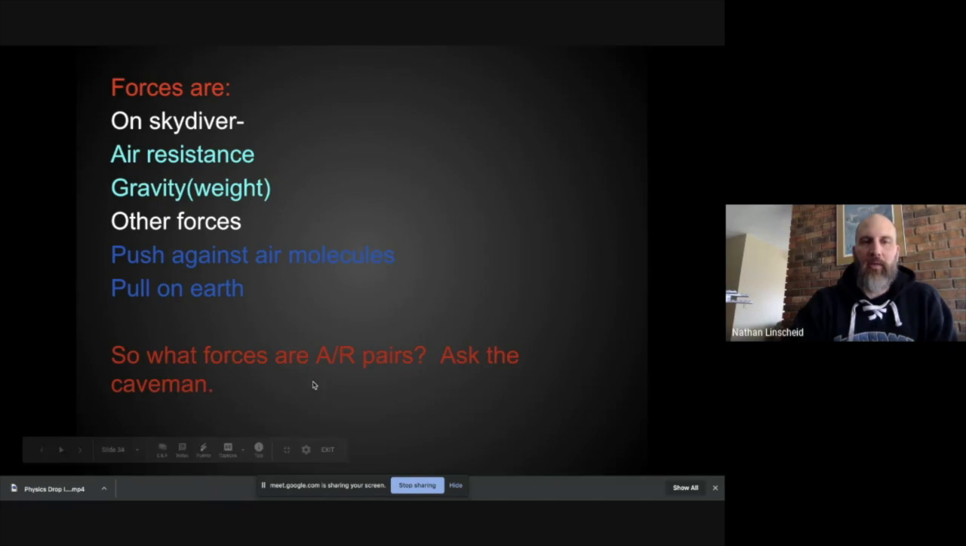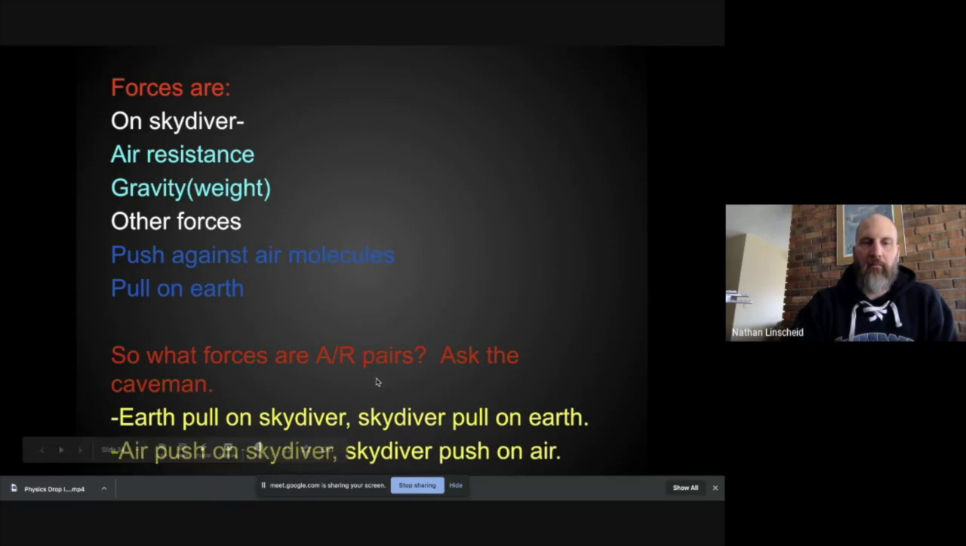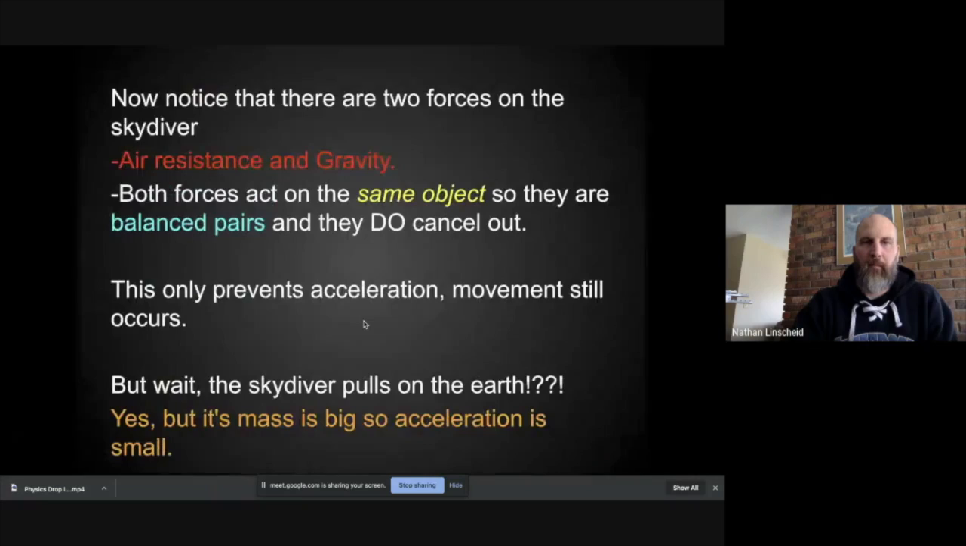So which of these forces are action-reaction pairs? We ask the caveman. If Earth pull on skydiver, then skydiver pull on Earth. If air push on skydiver, skydiver push on air. Now notice that there are two forces on the skydiver. You have both air resistance and gravity. Now notice that these two forces are acting on the skydiver, the same object. So these are what we would call balanced pairs.